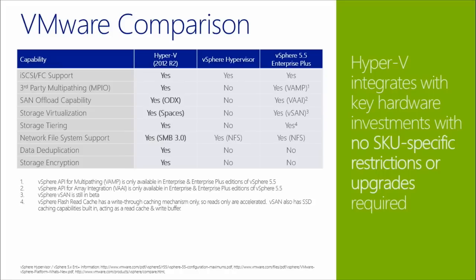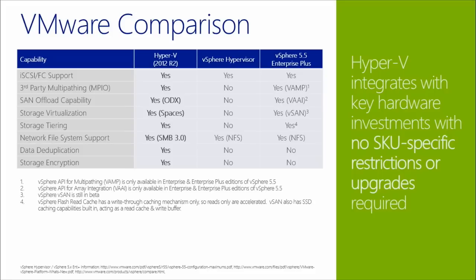But storage tiering built into Spaces, as we saw, with that mixed pool of SSDs and HDDs, is not in the vSphere hypervisor, but it would be part of the vSphere platform with their new Flash Read Cache, which was introduced in 5.5. Network file system support.